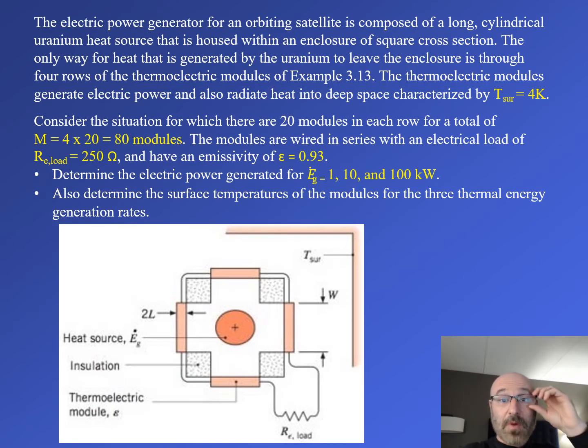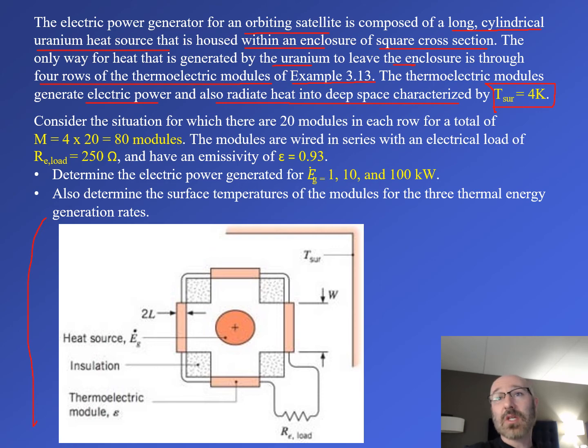So now let's take a look at an example problem involving thermoelectric power generation. In this problem, they tell us that the electric power generator for an orbiting satellite is composed of a long cylindrical uranium heat source that is housed within an enclosure of a square cross section. The only way the heat generated by the uranium can leave the enclosure is through the 4 rows of thermoelectric modules that we can see in the diagram below in example 3.13 in our textbook. The thermoelectric modules generate electric power and also radiate heat into deep space by the following condition: T surround is equal to 4K.